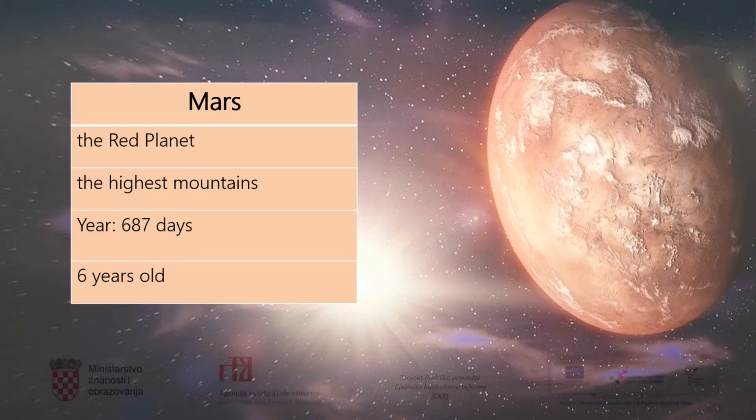The fourth planet of our solar system is Mars. It's also called the red planet. It has the highest mountains because it is mostly made of rock. 1 year on Mars lasts for 687 days. So if you were Martian, you would be 6 years old.